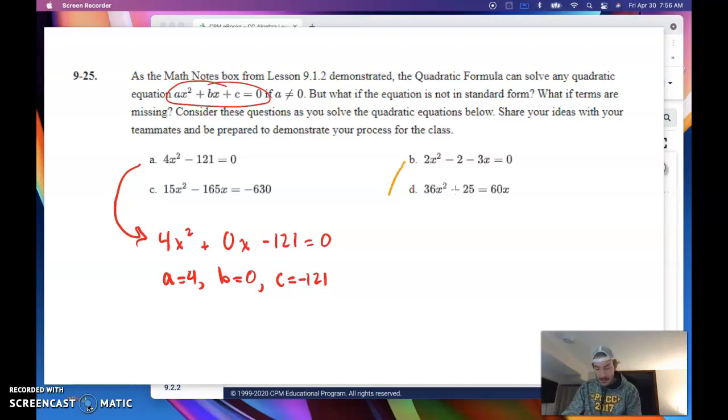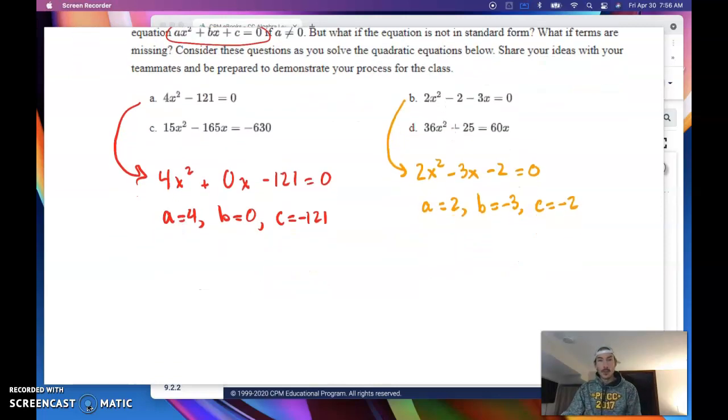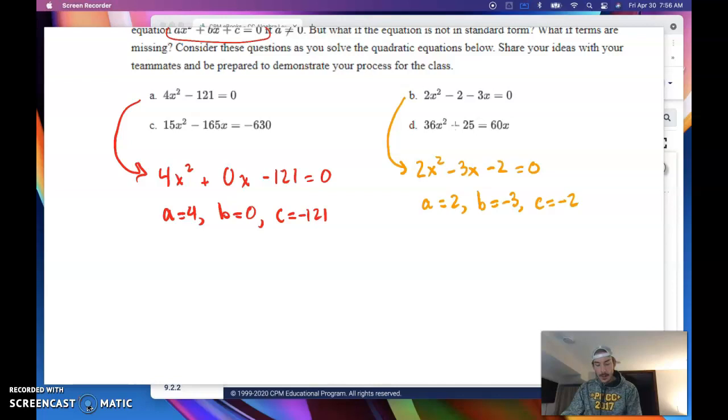If I look at B, this thing is not in standard form either. So watch this. Just do a little rearranging, but I've got to respect those signs. The 2x squared comes first because that is my quadratic term in this trinomial. All right? Then the linear term comes next, and I keep it with that sign, so it's minus 3x, and then minus 2, and that's equal to 0. Now I've got an A of 2. I've got a B of negative 3, and I've got a C of negative 2 as well. Again, the quadratic formula is going to work here. All right? Let's keep going.